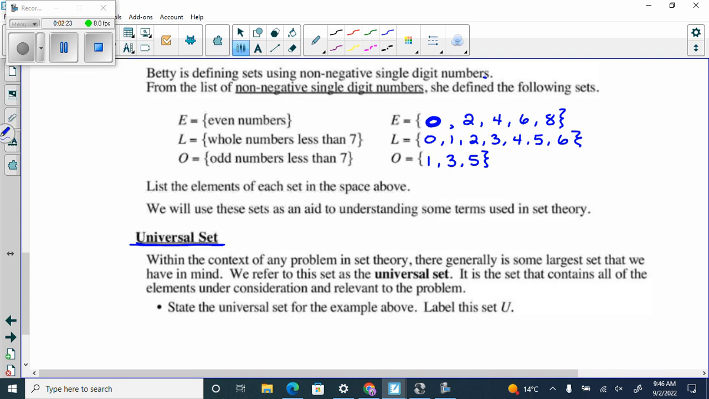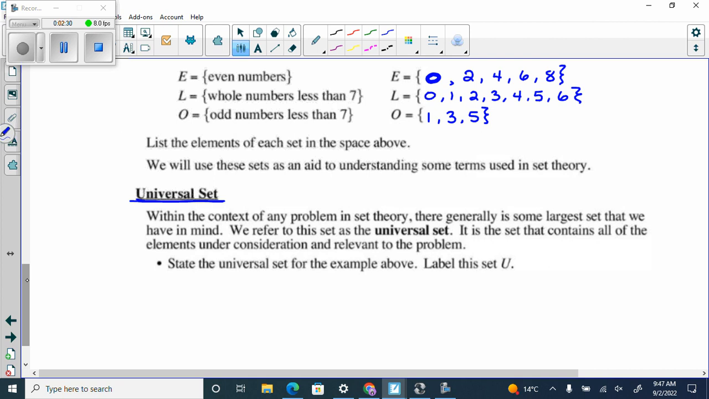It is the set that contains all of the elements under consideration and relevant to the problem. So state the universal set for the one above. So the universal set is a U with 2 little ticks on it. It kind of looks like a horseshoe. Okay, that's the universal set.